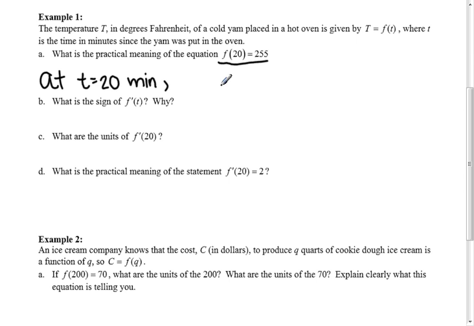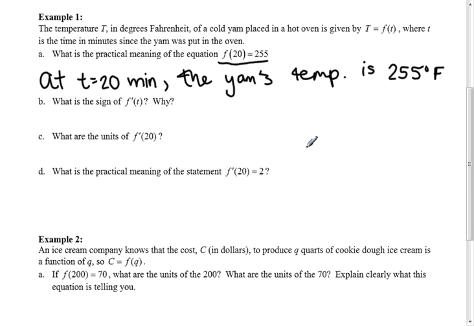Well, it says that the function is the degrees in Fahrenheit of a cold yam placed in the oven. So at T equals 20 minutes, the yam's temperature is 255 degrees Fahrenheit. So that's exactly what that means. In words here, we take a shortcut with math, f of 20 equals 255. But we know that means at T equals 20 minutes, the yam's temperature is 255 degrees.